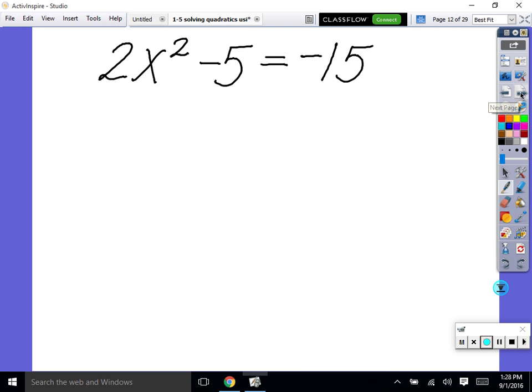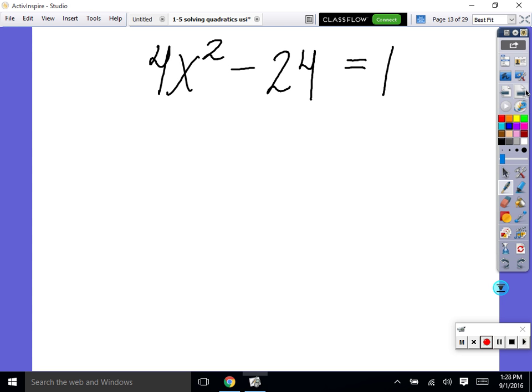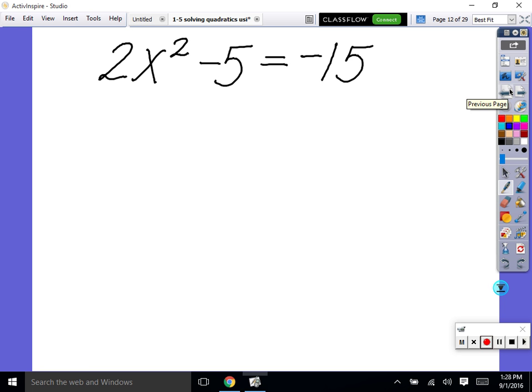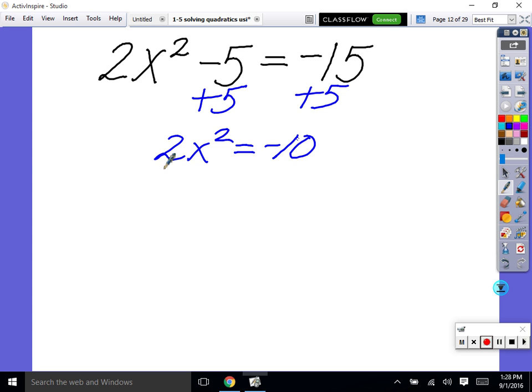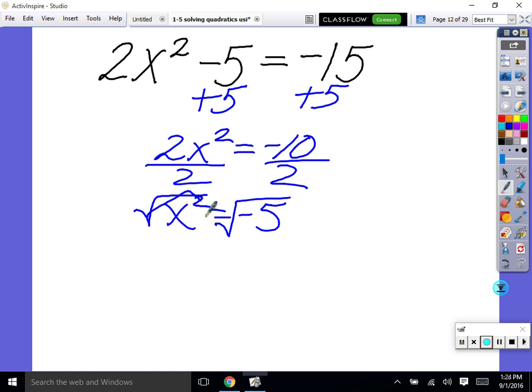Do you want me to go through this one? I'm going to do it now that you said that. The reason I'm doing it is because you're going to see one on your paper like it. We are missing the middle value, so we would add 5. So you have 2x squared is equal to negative 10, correct? Divided by 2, so we have x squared is equal to negative 5, square root both sides, right? So we have x is equal to plus and minus, oh, can't we pull out an i, square root of 5. Ding, ding, ding.